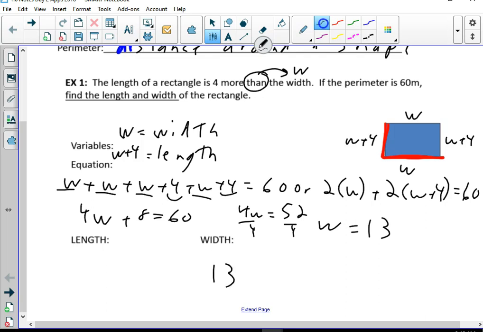Now, what did we say the length was? The length is 4 more than the width, right? So what's 4 more than 13? 17. Now, real quickly in your calculator. Do 17 plus 17 plus 13 plus 13. Get the calculator. You're going to need it.